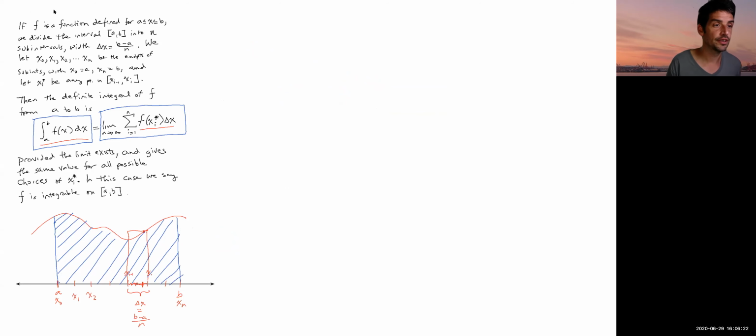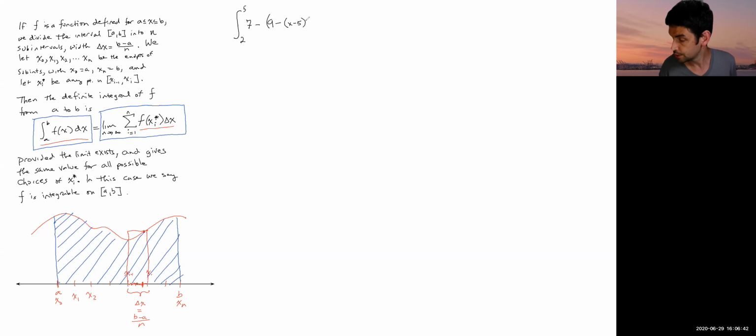So for instance, let's take the definite integral. I've got the integral from 2 to 5 of 7 minus the quantity 9 minus the quantity x minus 5 squared, all of that to the 1/2 power, right? It's a pretty ugly looking thing, okay? This is our f of x, from the definition here.